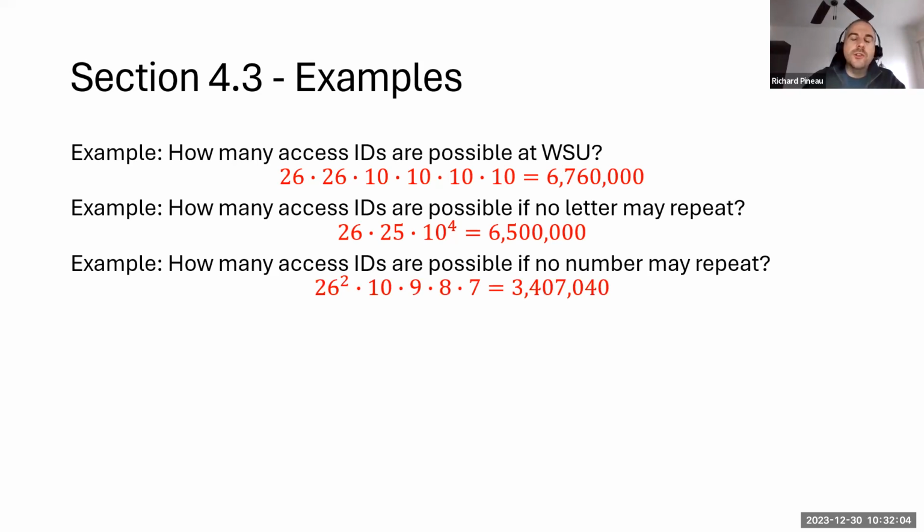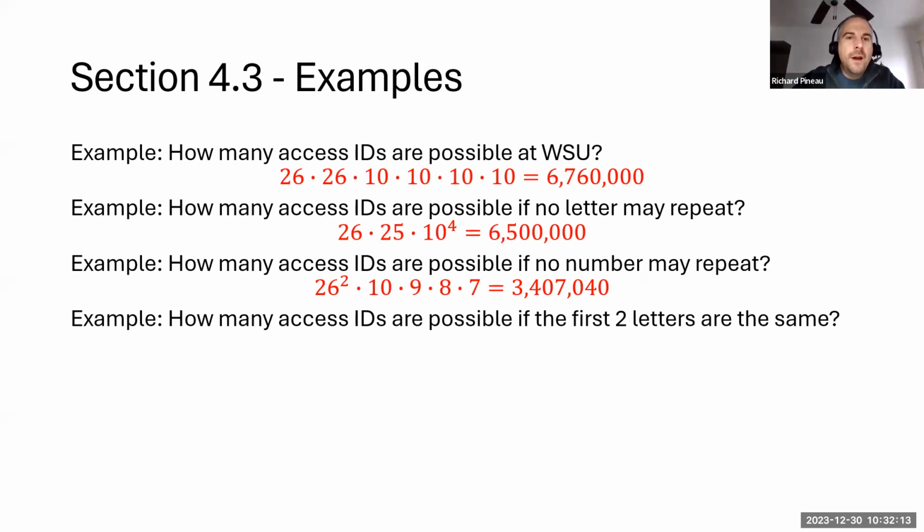So with each of those digits, the pool of digits available would decrease. Okay, so in this instance, about 3.4 million axis IDs. What happens, how many axis IDs are possible if we have the first 2 letters being the same?